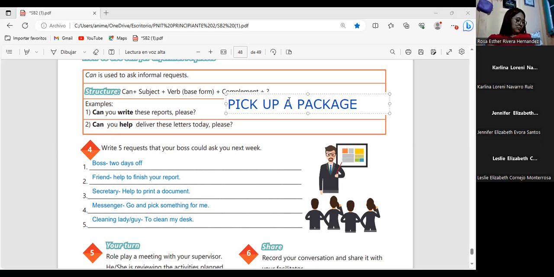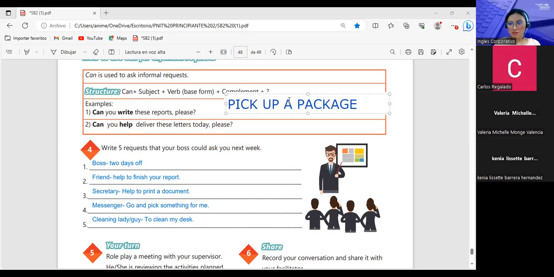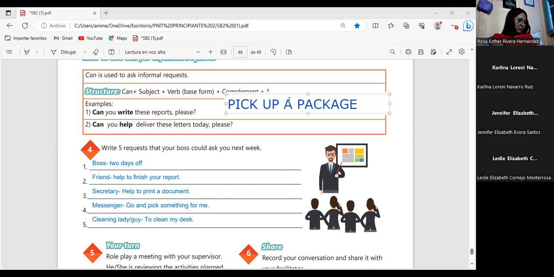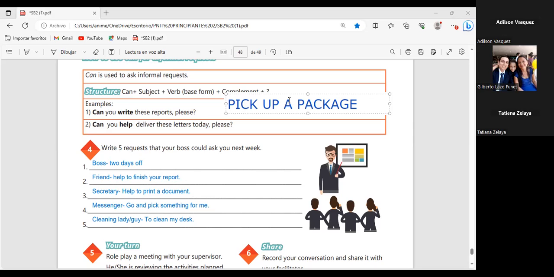Vale, les pongo entonces el siguiente contexto. Number 5. Ask the cleaning lady to go and clean your desk. Or even if you ask for a cup of coffee, ¿puede traerme agua? ¿Puede traerme café? ¿Cómo lo harían? Eso es lo que necesito saber. Go, please. How would you ask people to help you? Vamos, escucho las solicitudes. Let me see. What is your example?